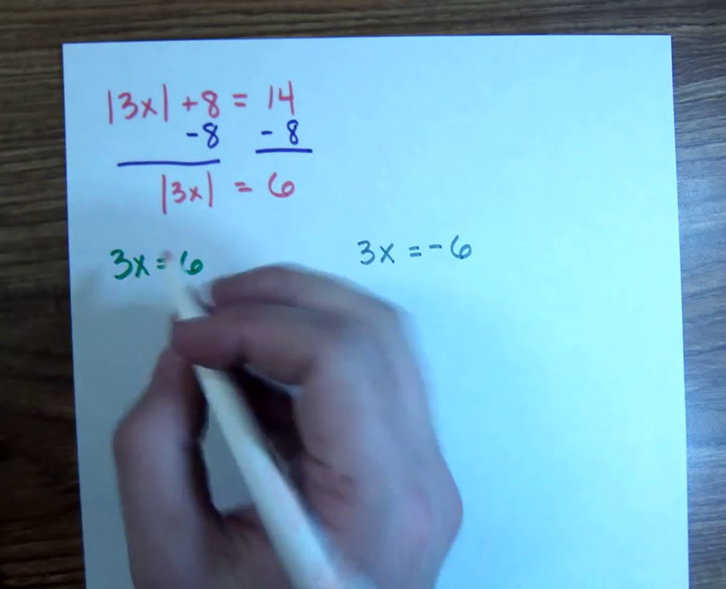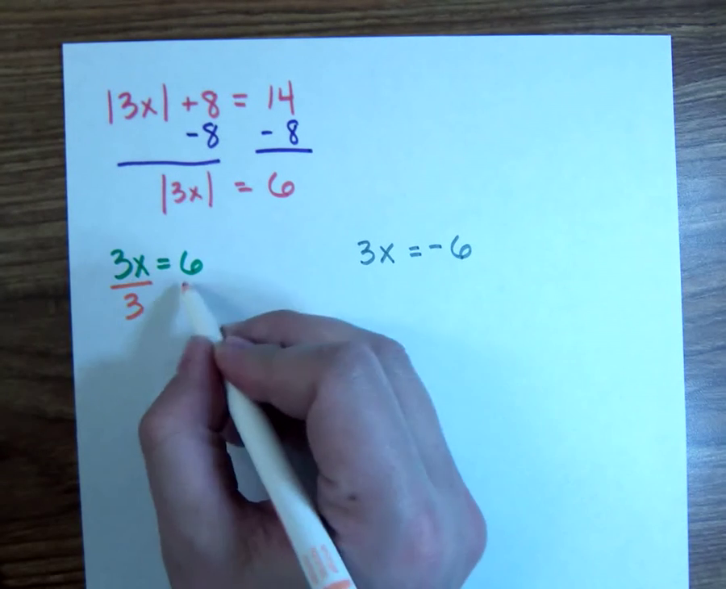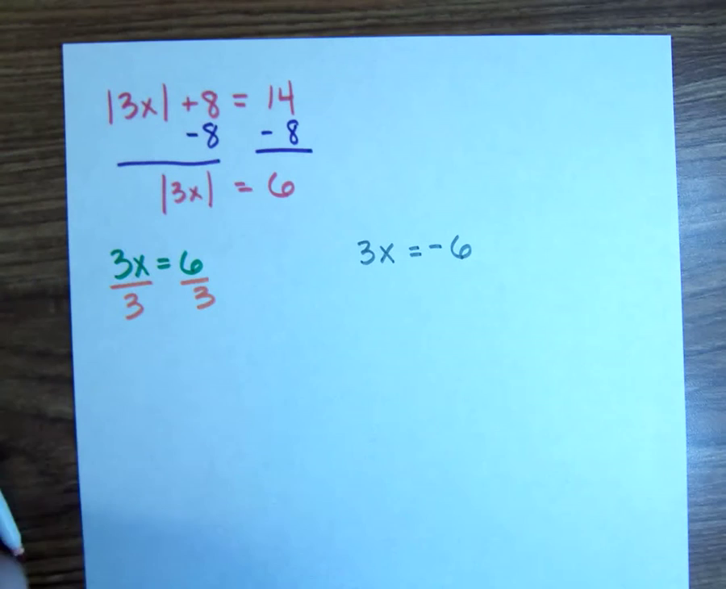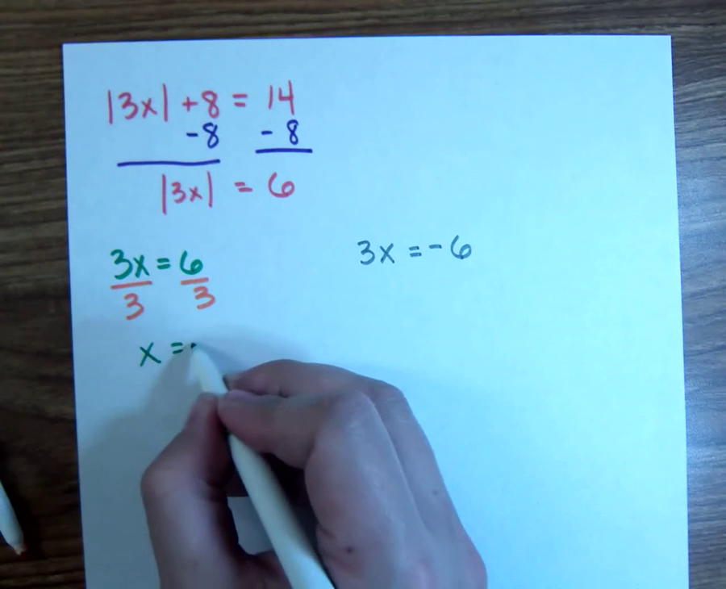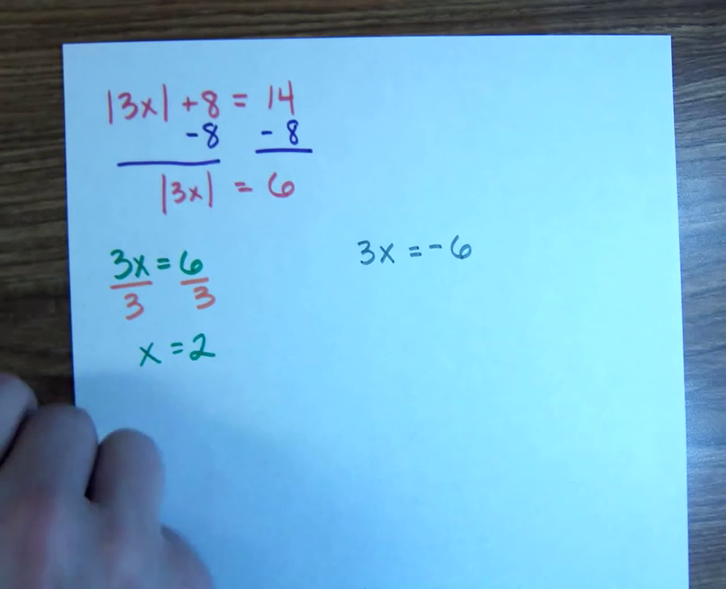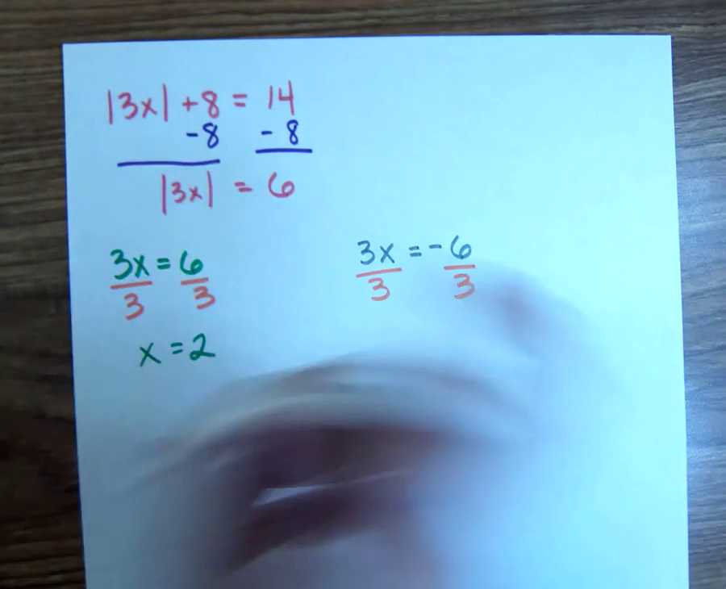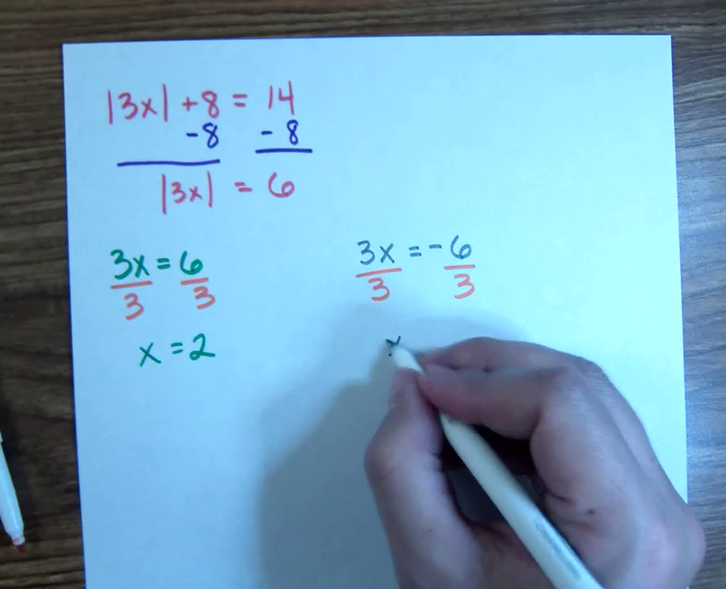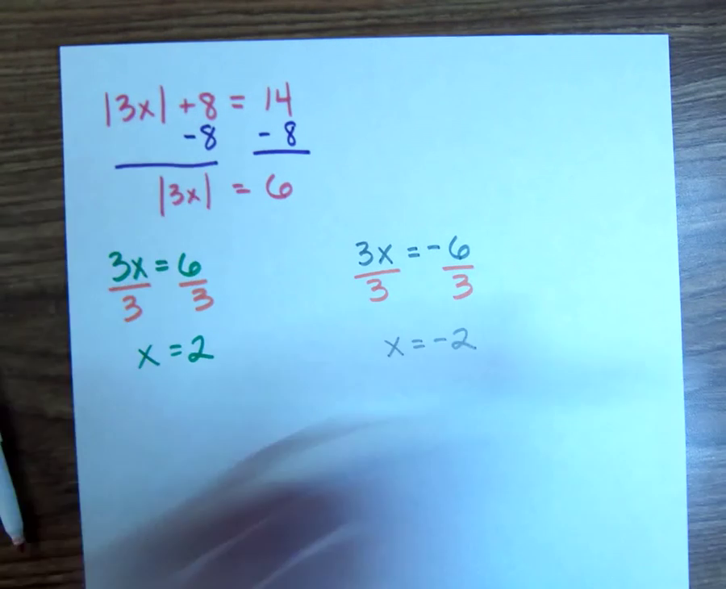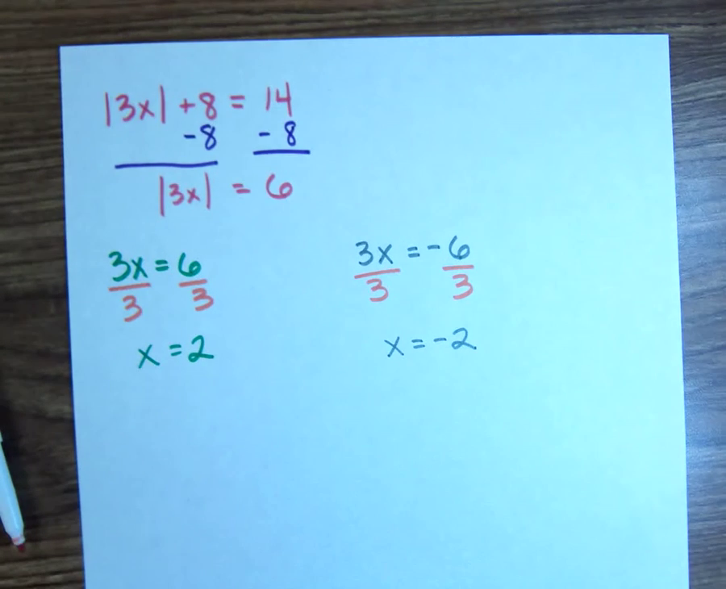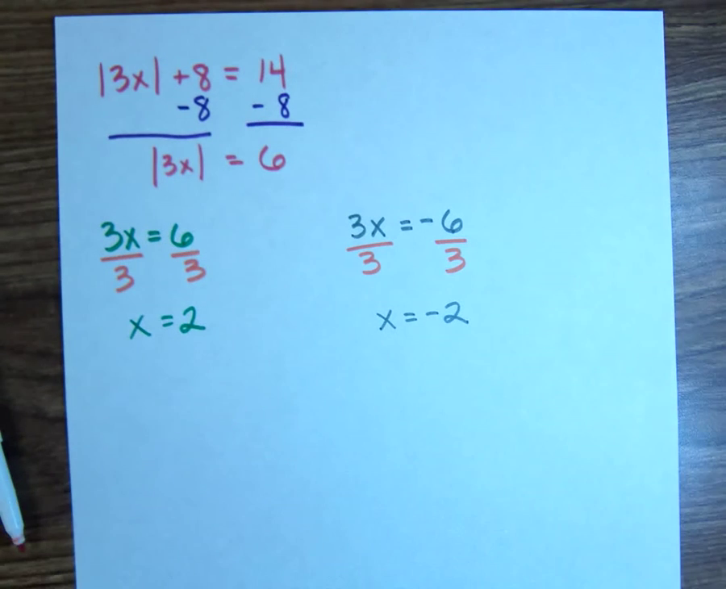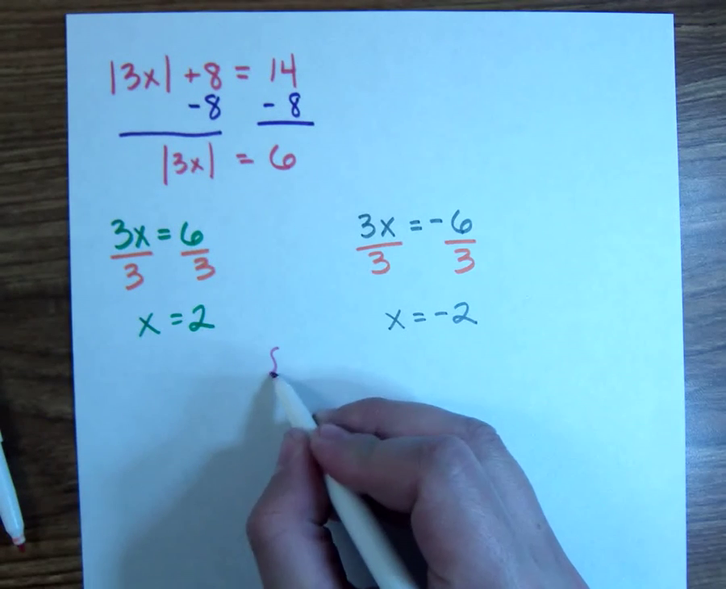Both of those are one-step equations. Both of them you divide by 3. So we get x equals 2, that's one possibility. And same thing over here, we get x equals negative 2. So what's my answer? Negative 2 and 2. Order does not matter.